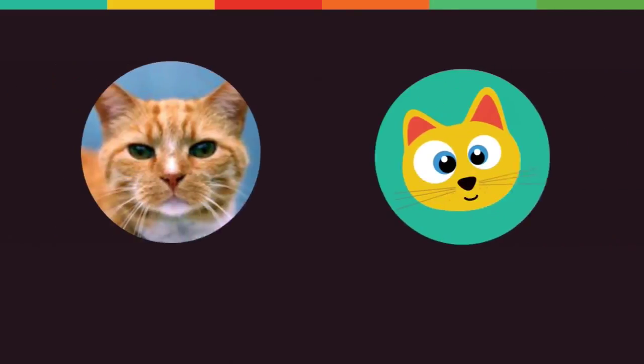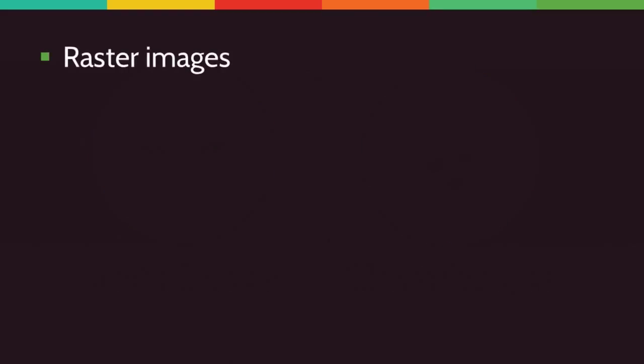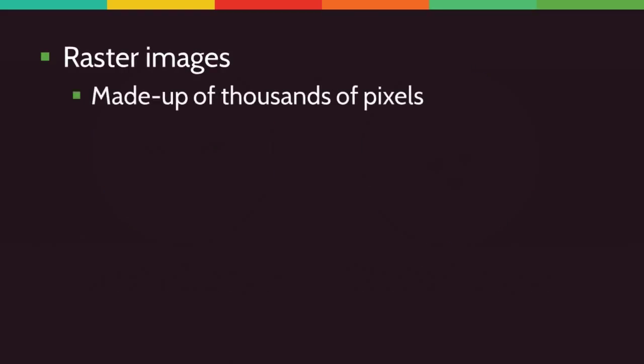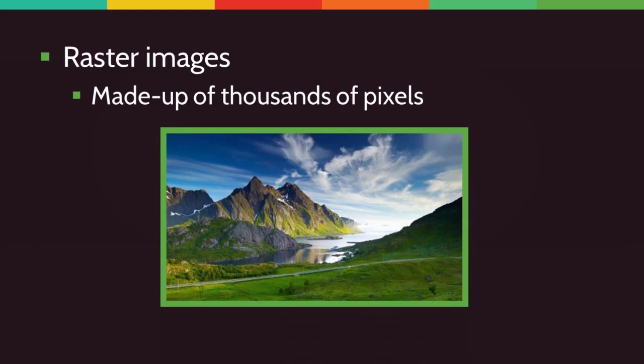The first thing you want to understand is the difference between raster images and vector images. We'll start with raster. Raster images are made of thousands of little dots, called pixels. Being comprised of zillions of little dots allows raster images to hold rich detail, because each little dot can be a different color. Photographs are examples of raster images.